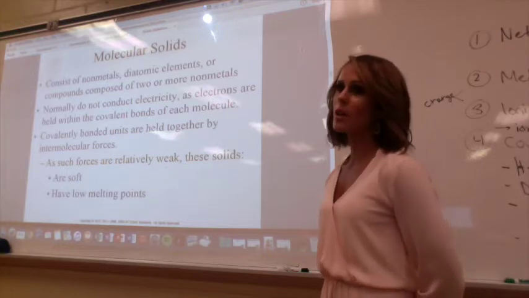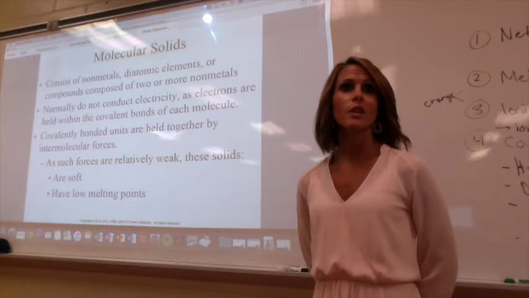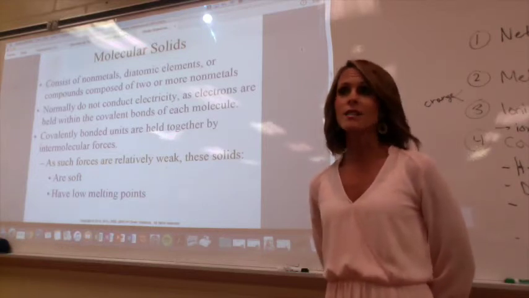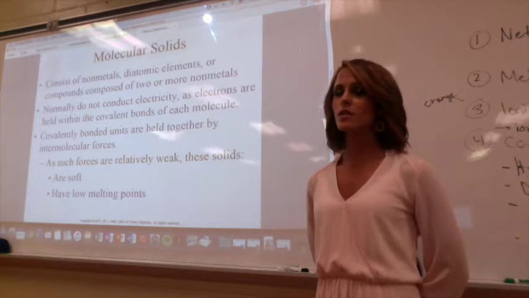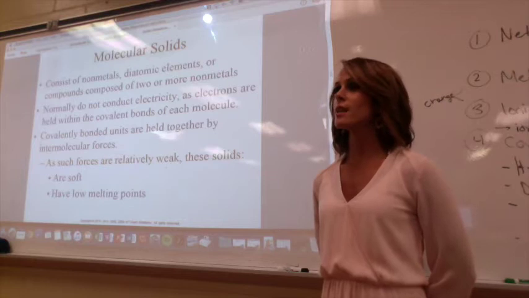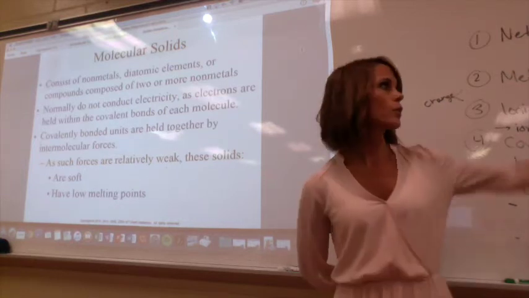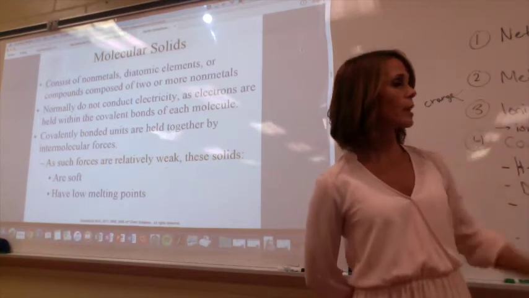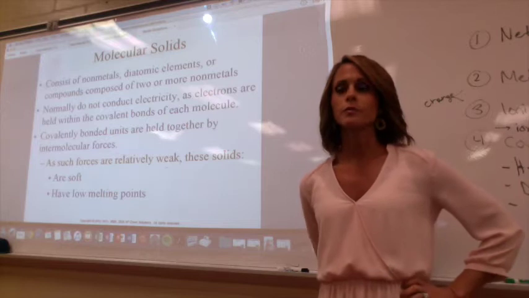So when I'm talking about a molecular solid, maybe I'm talking about iodine. Iodine exists as a solid at room temperature. Bromine exists as a liquid at room temperature. That's Br2, I2. But then fluorine and chlorine exist as gases at room temperature. Why is that true? Going down the group, fluorine, chlorine, bromine, iodine, iodine becomes a solid at room temperature. Bromine's a liquid. Why is that true?